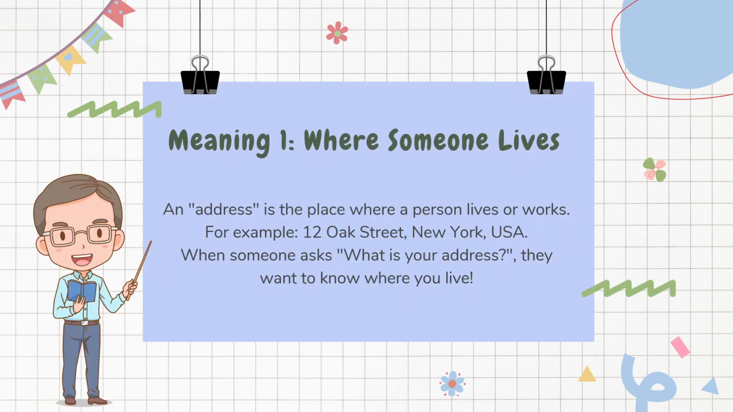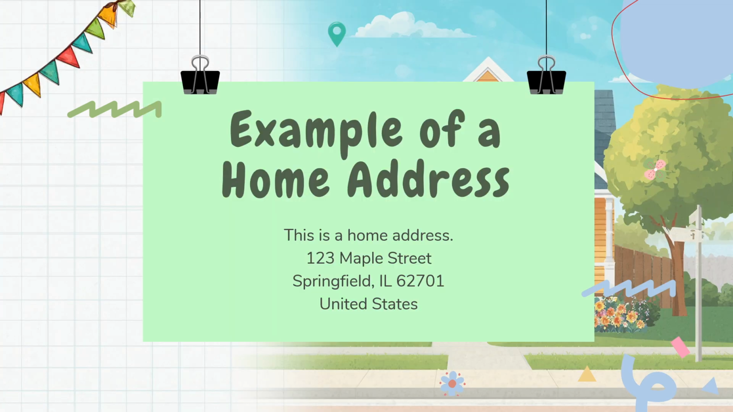The first meaning of address is the place where a person lives or works. When someone asks for your address, they want to know where your home is located. This helps people find you or send you things. Here is an example of a home address. Every house has an address. You can see the house number and the street name. This tells us exactly where the house is.